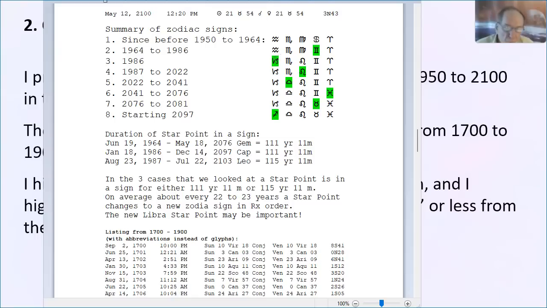So this point that is in Capricorn from 1986 to 2097. That's 113 years. 1986 to 2097. 113 years, no, 111 years. So it's typical. Somewhere in that range, 108, 105 to 120, somewhere in that range is how long each point stays inside.